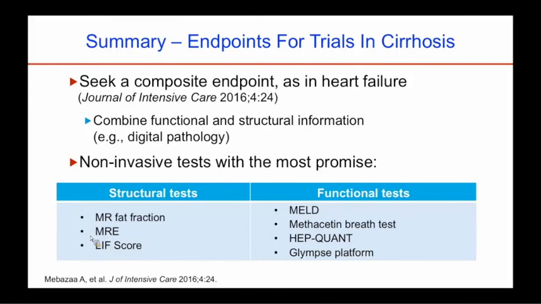To me, the non-invasive tests with the most promise include the structural tests of MR fat fraction, which is now in these short-term trials shown really dramatic improvement in drugs that should reduce liver fat, MRE, and the LIP score from perspective. I think among the functional tests, MELD always has to top the list because we know it so well, but also methacetin breath test, HepQuant STAT, and the GLIMS platform, which I've shown you. But I'm not trying to favor these. There are lots of things out there that are being developed. Stay tuned. This is very early days.